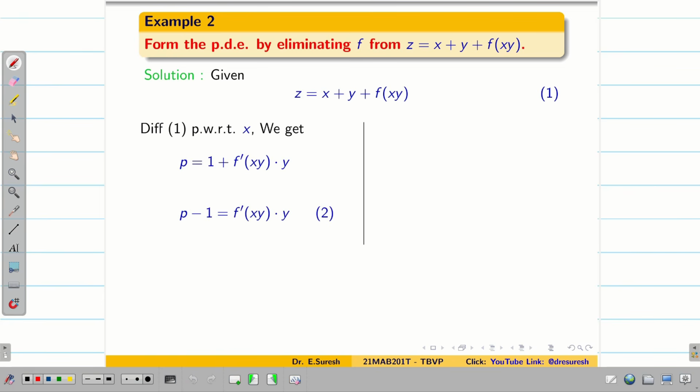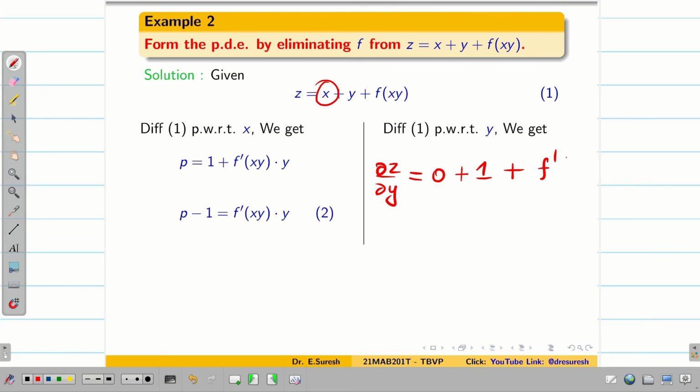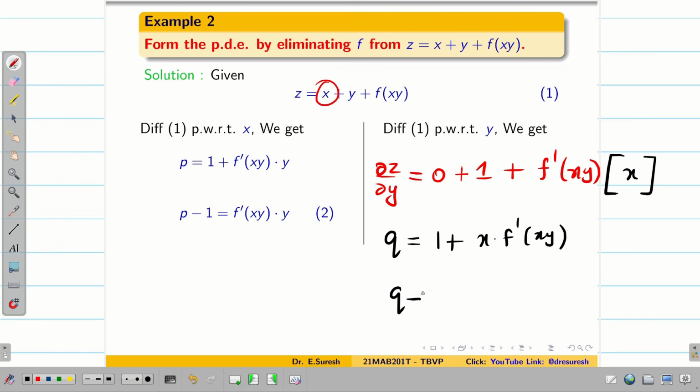Our next aim is to differentiate 1 partially with respect to y. So we get dou z by dou y is equal to 0 because first term does not contain any y. Then second term is y, differentiation of y partially with respect to y is 1, and f of x comma y differentiation is f dash of xy, and differentiating xy partially with respect to y, we get x. Therefore q is equal to 1 plus x into f dash of xy. Finally, we rewrite this as q minus 1 is equal to x into f dash of xy.